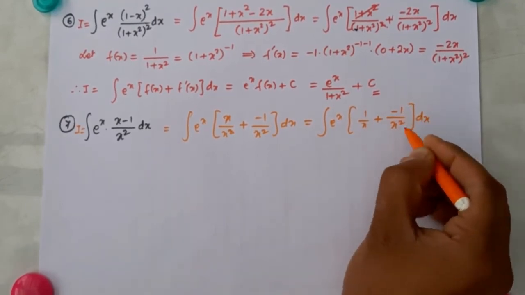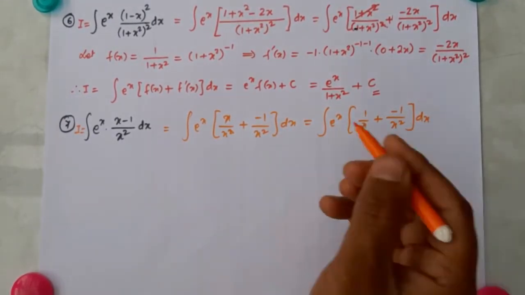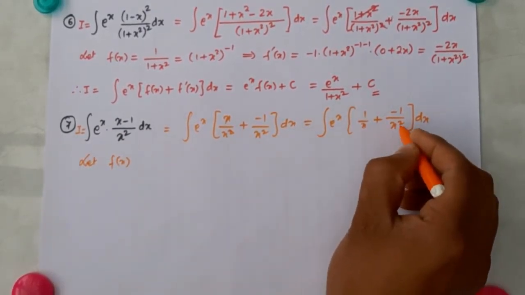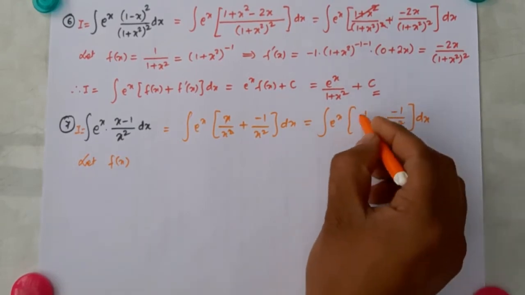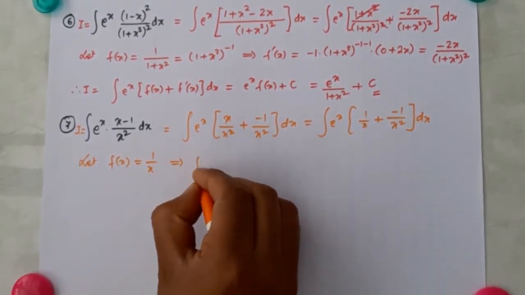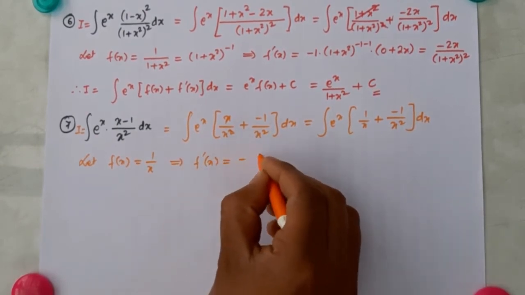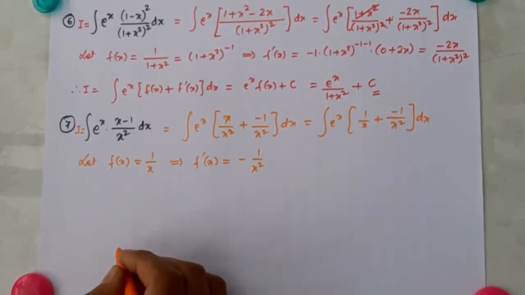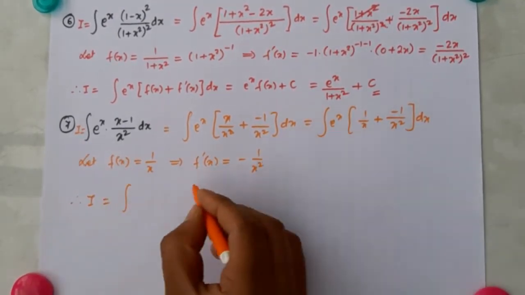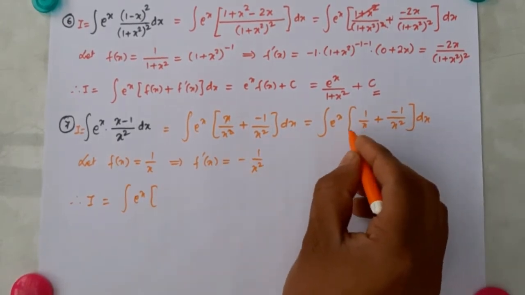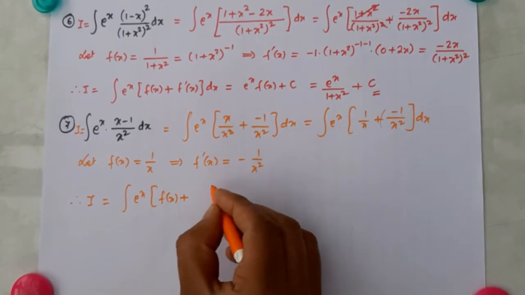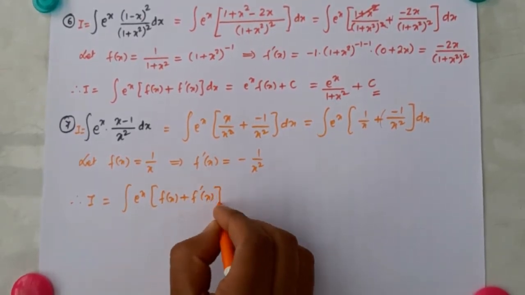Now if I ask you what is your f and what is your f dash, you will definitely be able to tell me. So f(x) will be 1 by x, and then your f dash of x will turn out to be minus 1 by x square. So this integral can be written as integral e to the power x, 1 by x is f(x), plus this quantity, which is f dash of x, dx.